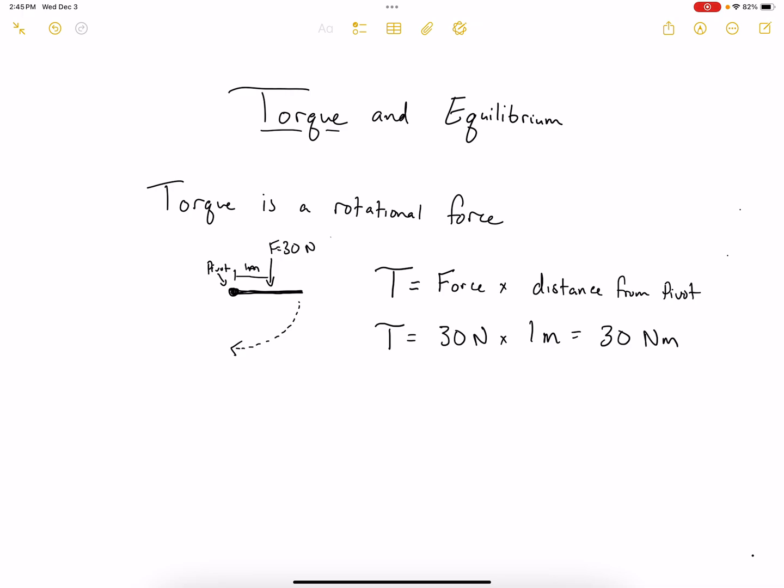Now this equation up here is the only equation that you are going to need for all of your level 1 problems. So if you are just trying to get that level 1, you need to be able to take the force and the distance, and multiply those things together.